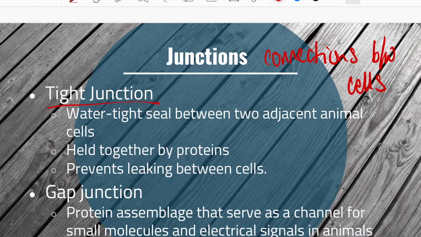First, you have a tight junction. These are watertight seals between animal cells. They're held together by proteins, and that helps to keep leakage from occurring in between cells. So you have a junction that holds them so tight, nothing can move between them. And then you have a gap junction. And gap junctions have channels specifically so things can move in between them, such as electrical signals, such as signals for heart contraction.